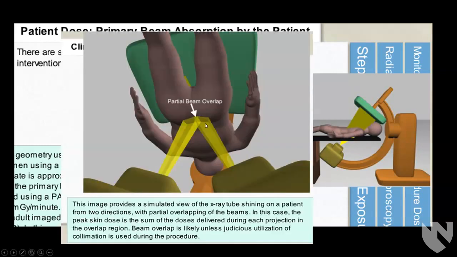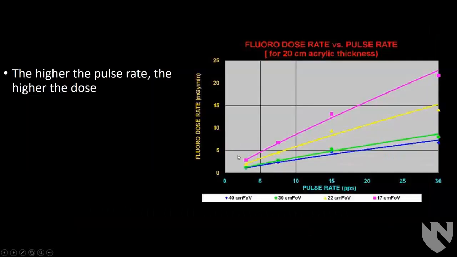Also, with overlapping beams, you might think that you're not radiating the same area, but you might get a higher dose to the skin right in that area where they overlap. And then also your pulse rate can affect your dose. So there are examples of different pulse rates, going from 5, 10, all the way up to 30. So, of course, the higher pulse rate will have a higher radiation exposure, whereas a lower pulse rate will have a lower exposure.